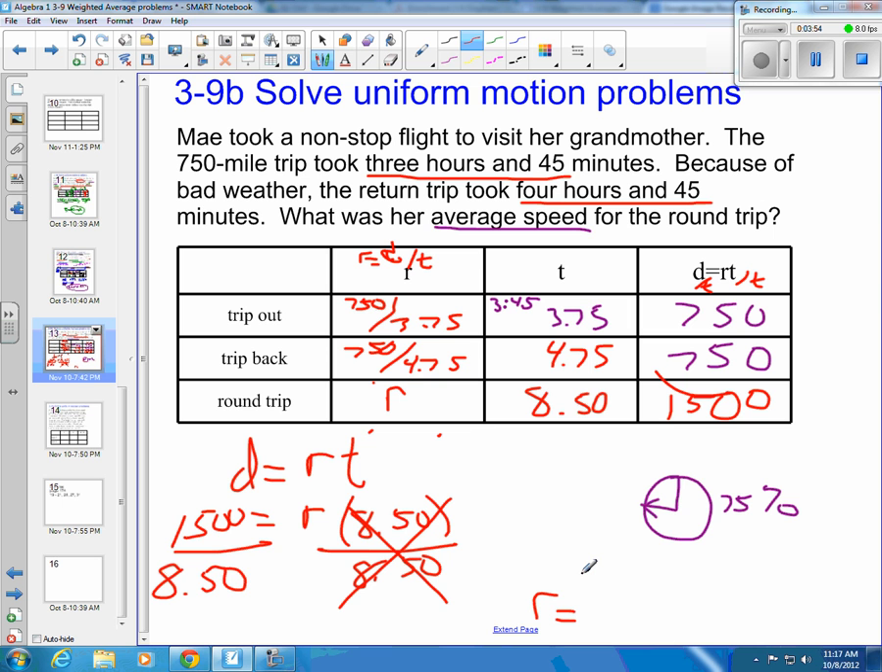So let me grab my calculator, and we take 1,500, and we divide that by 8.50, and we get 176.47. And we want to know what are we talking about here? This is in miles and hours. If we're talking miles and hours, then we are talking miles per hour. Okay, and so we're on a plane, so 176 miles per hour does not seem too unreasonable.